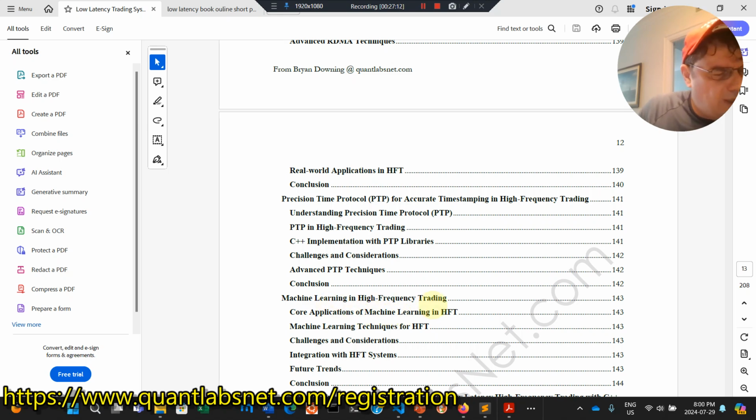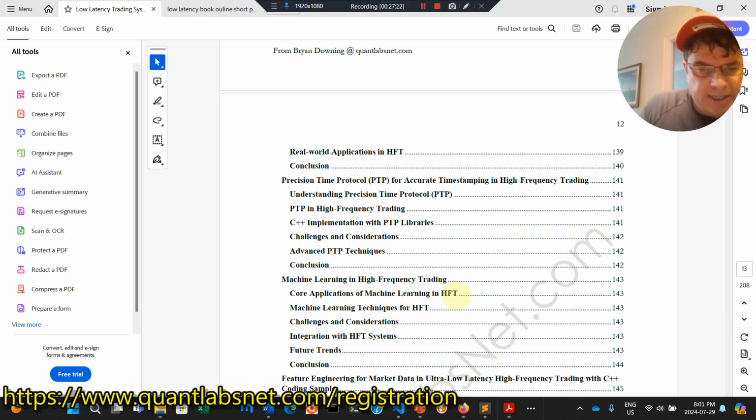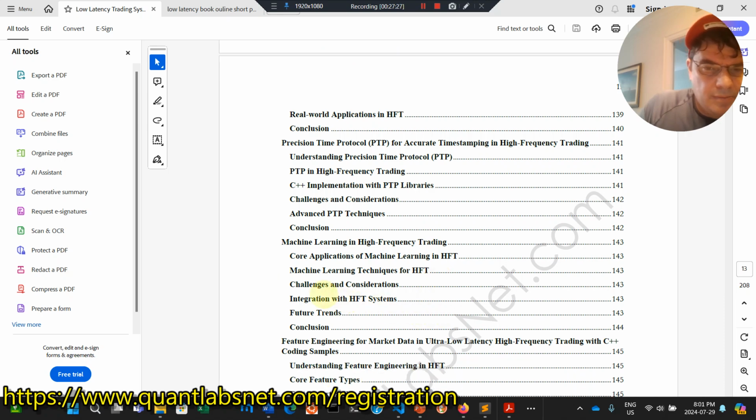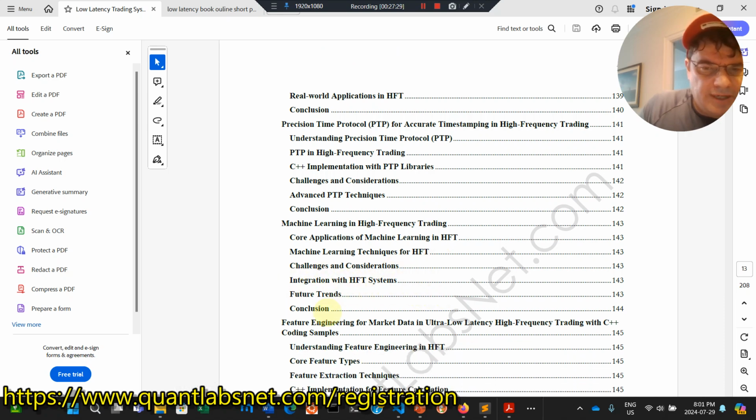Machine learning, everybody wants this. This is an important aspect that's a small portion of the complete enchilada of how everything works together. So here we have core application of machine learning techniques for HFT, challenges and considerations, integrations with HFT. And this is the key one, future trends. You may think you know the current machine learning, but this little section right here will talk about stuff that you don't know and what they're applying in HFT for the future.